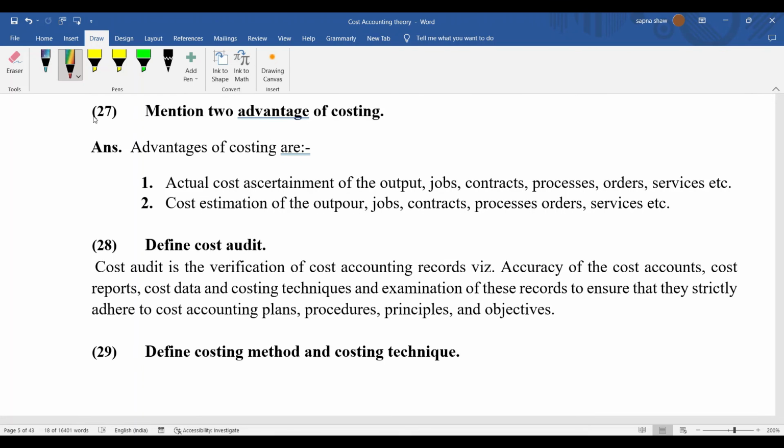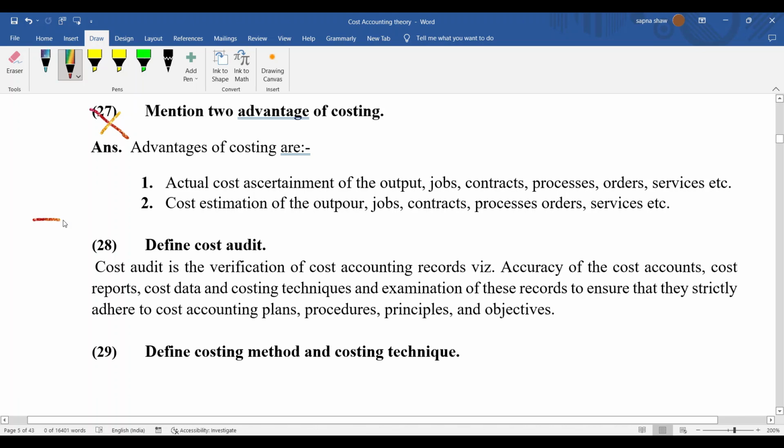This again I am not going to discuss. The reason is we have discussed the objectives of costing. There we have discussed 5 points. Now there is no point of discussing the advantages again because it is similar.